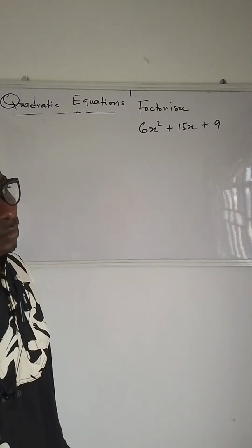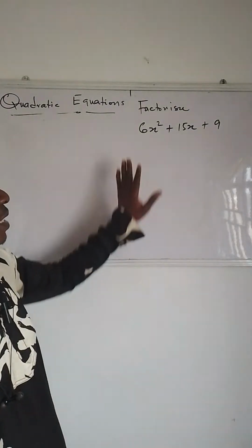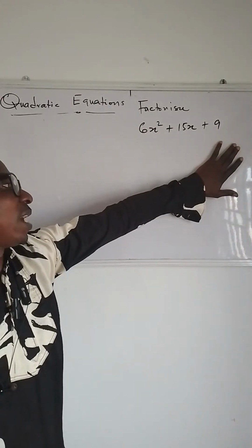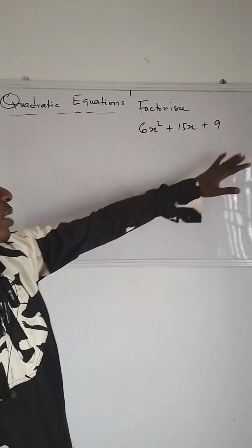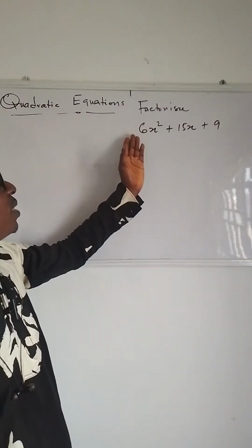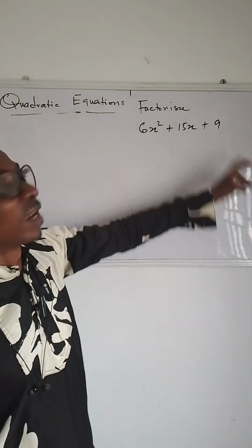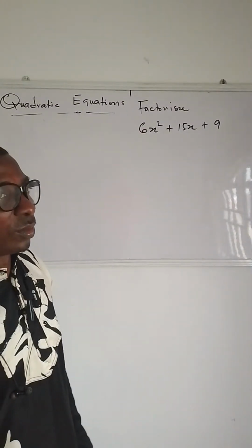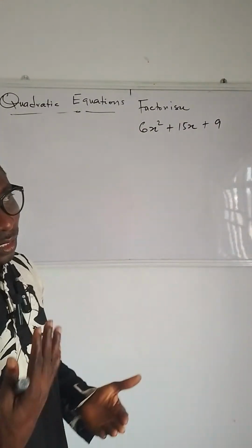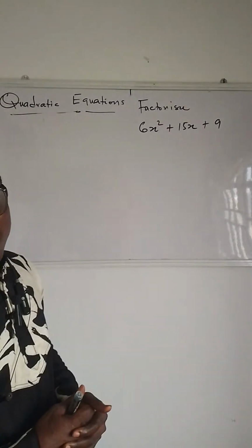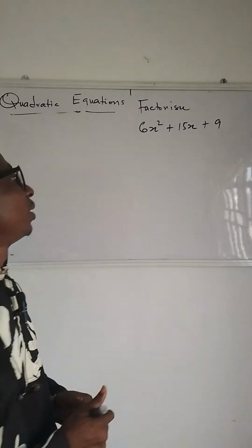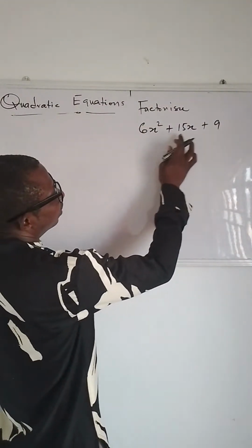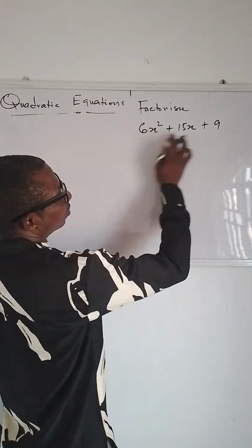Once I see any problem of this form, what first comes to mind is how I will make the work easier. Looking at it now, using 6 times this, I'll be having a big number for the multiplication. So I'll think, what can I do to make the work easier? Now I observe that 3 is common to these terms we have here.